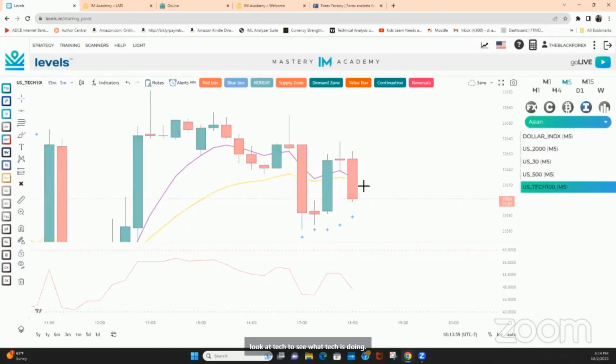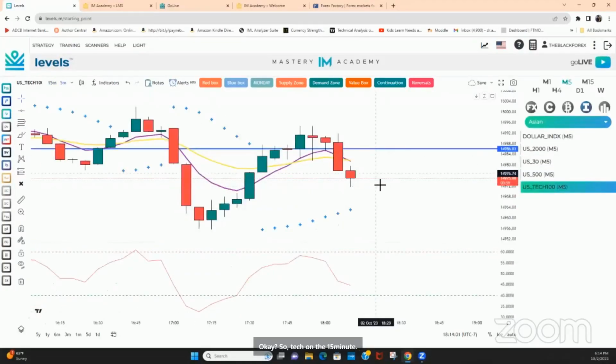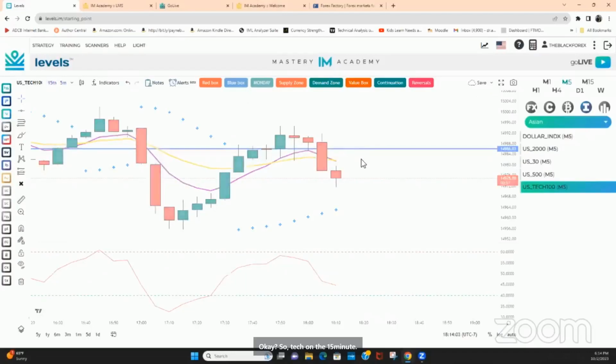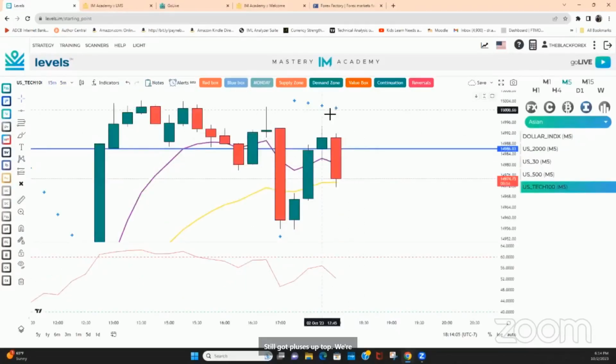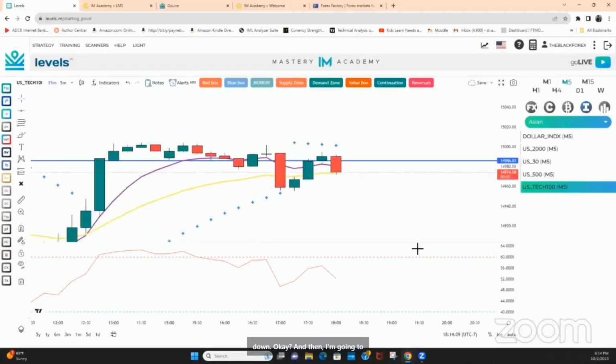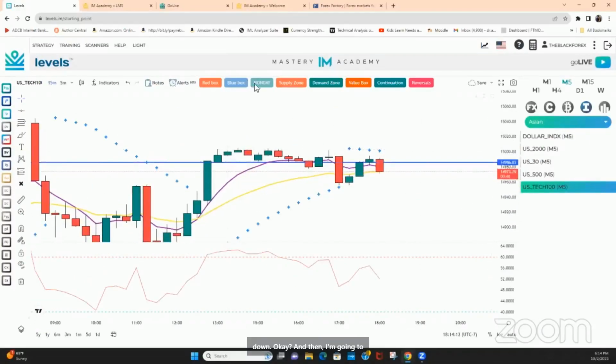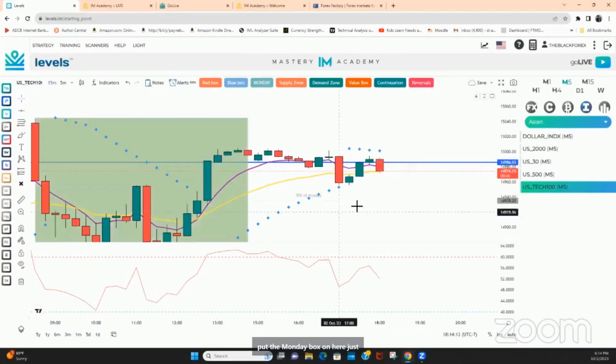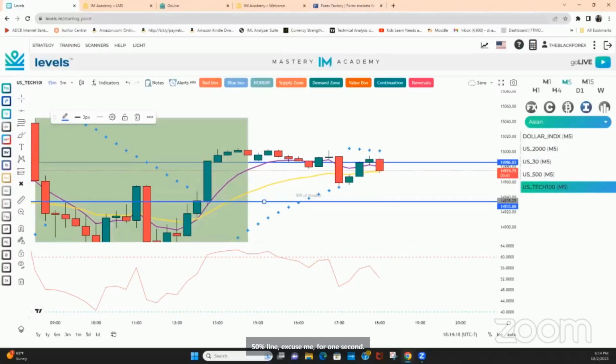Let's look at tech to see what tech is doing. So tech on the 15 minute, still got pluses up top. We're waiting for it to push all the way down. And then I'm going to put the Monday box on here just because I want to be mindful of the 50% line. Excuse me for 1 second.